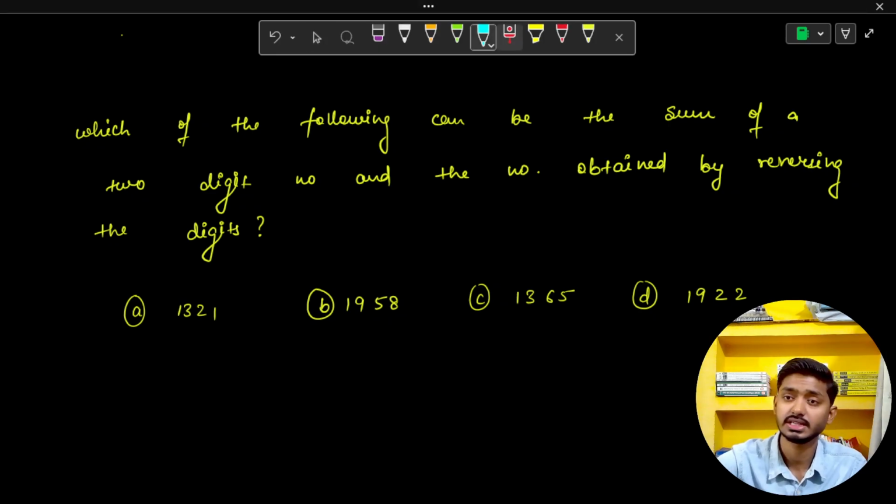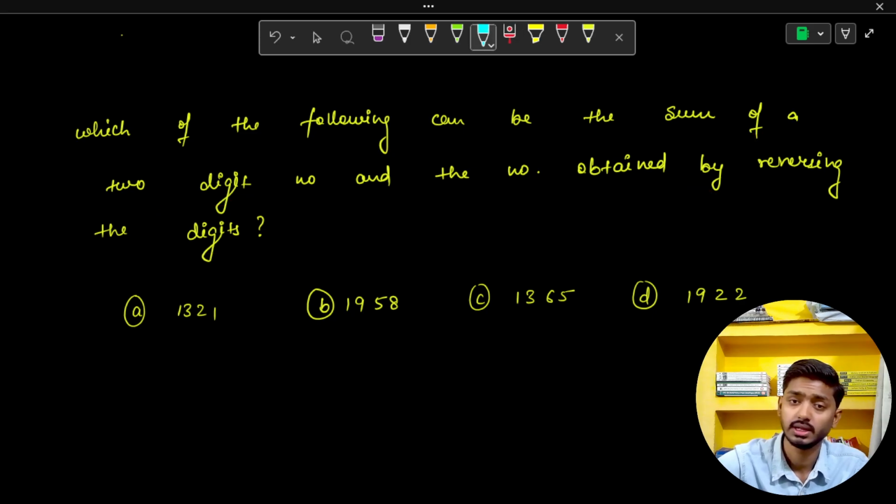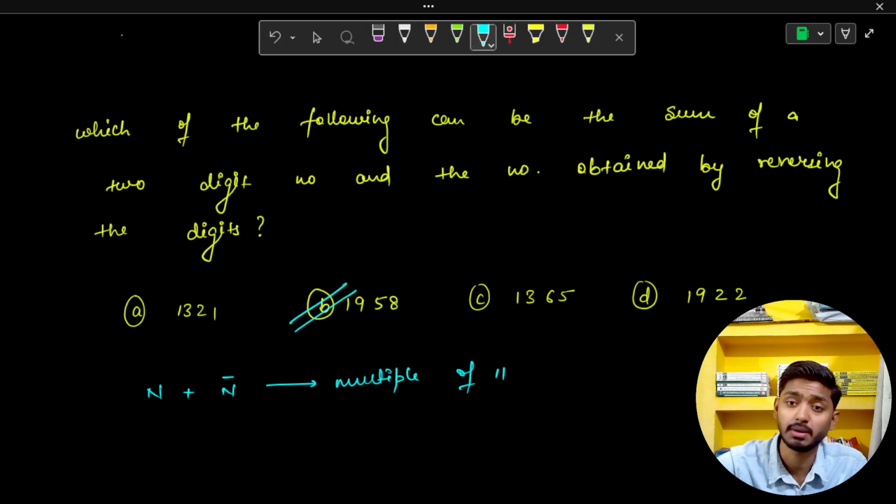The question states, which of the following can be the sum of a two-digit number and the number obtained by reversing the digits? We know that if we add a number to the number obtained by reversing its digits, it is a multiple of 11. Let's check which of the following is a multiple of 11. Well, I can very clearly see that this is a multiple of 11. How? The sum for 1 and 5 is 6, 9 and 8 is 17, the difference is 11. Therefore, this is a multiple of 11 and the final answer.